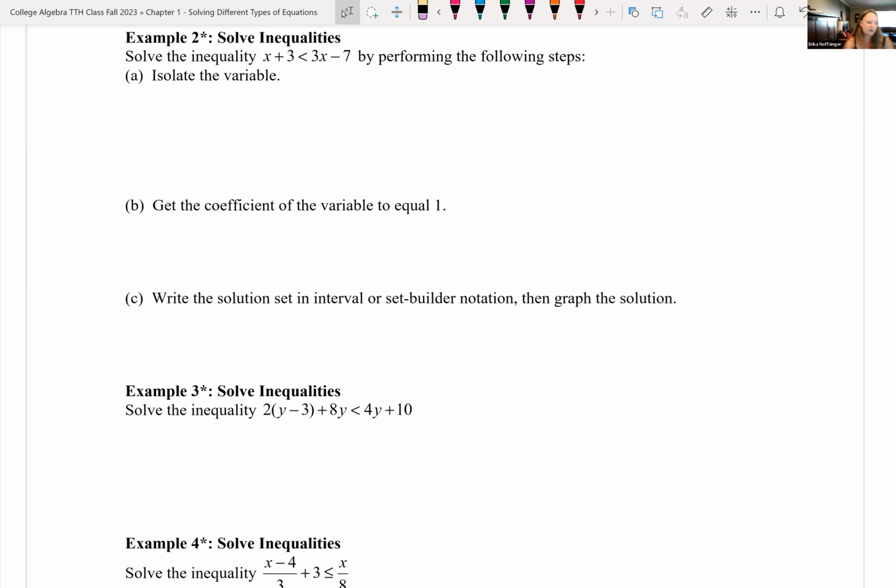And so let's get all the variables to the left-hand side. So that means I don't want this 3x on the right-hand side of the inequality. Subtracting a number is not going to change the sign of my inequality, so I'm just going to subtract 3x on both sides. So 1x minus 3x is going to give us a negative 2x. Let's subtract 3 on both sides. So this is less than.